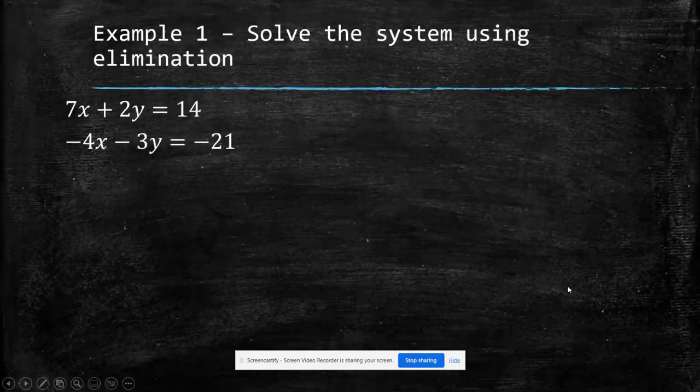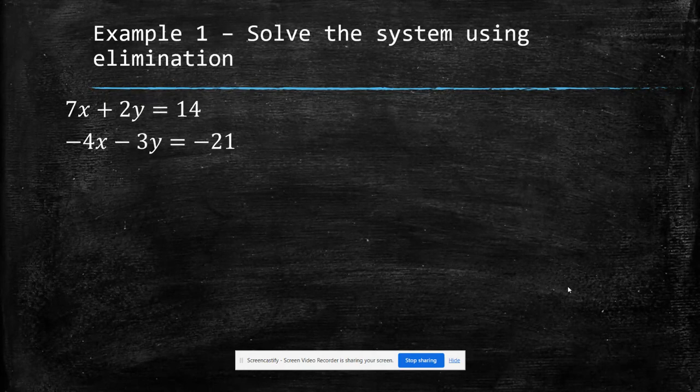Today we are looking at the rest of our elimination notes here, okay? So when we look at some of these elimination problems, sometimes we can't always just multiply one equation by something. So if we look at this first system, we have 7x plus 2y is equal to 14 and negative 4x minus 3y is equal to negative 21.